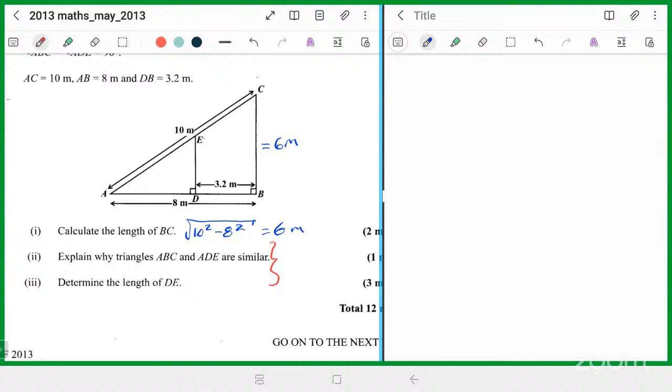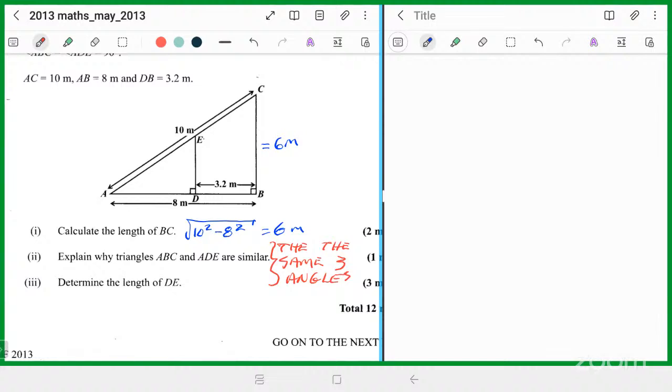They are similar because they have 3 equal angles. The same three angles are in both triangles.